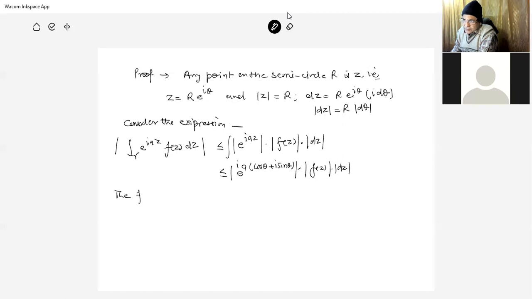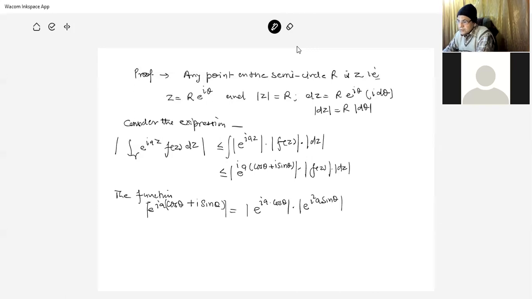So the function e raised to the power i a (cos theta plus i sine theta) is expressed in mod value as e raised to the power i a cos theta, and this is e raised to the power i times i, that is i squared a sine theta. The mod of e raised to the power i a cos theta is 1, and here it is e raised to the power minus a sine theta.